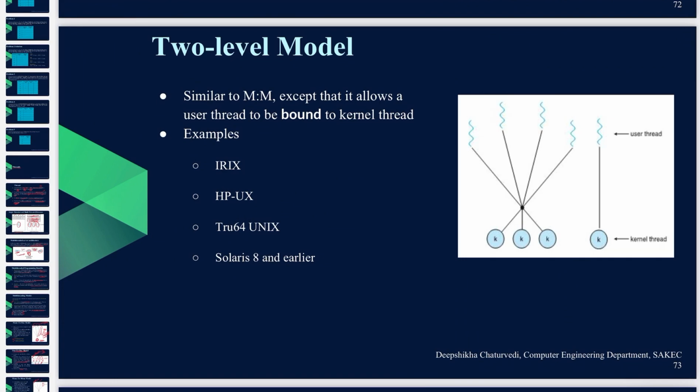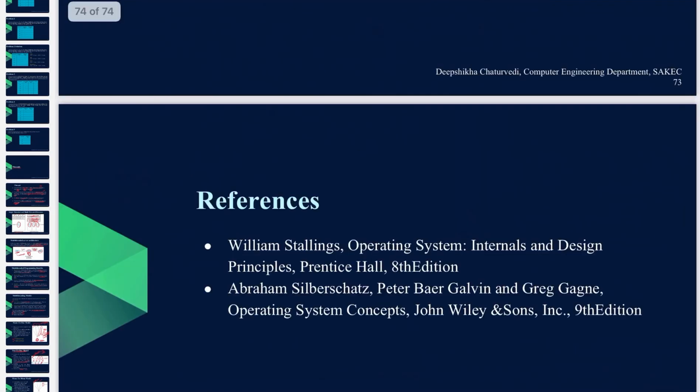Next is the two-level model, similar to many-to-many, except that it allows a user thread to be bound to a kernel thread. So one user thread can be bound to a kernel thread. Examples: IRIX, HP-UX, Tru64 Unix, Solaris 8 and earlier.